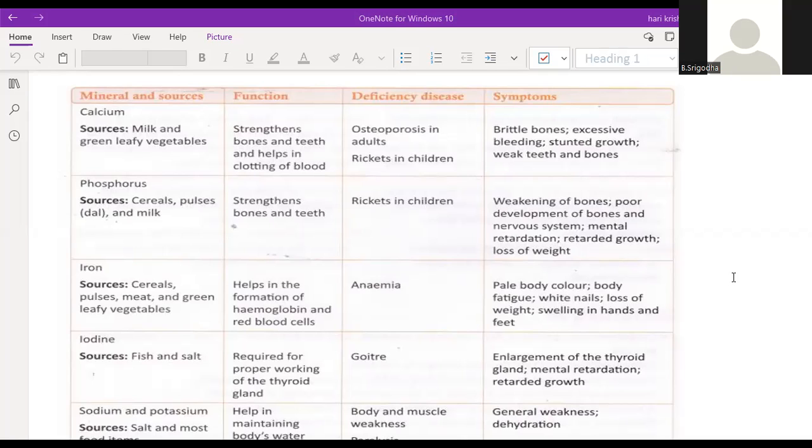Read that paragraph, Srigoda. Sir, she is on mute. Can you hear me, Srigoda?